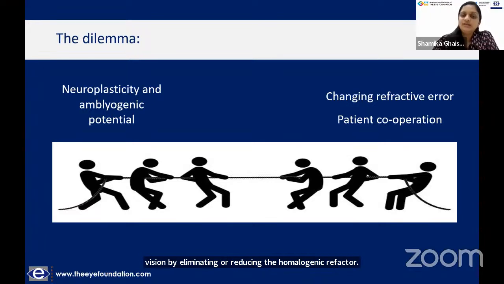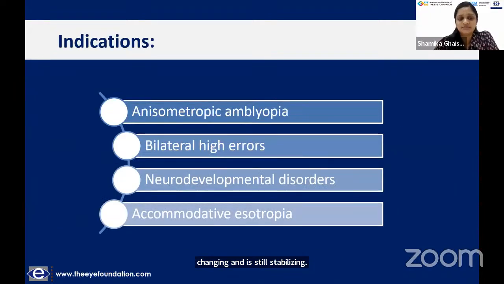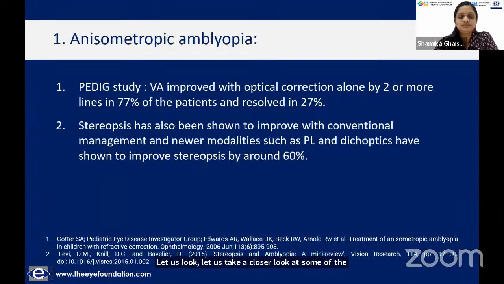With early surgery, while we can harness the benefit of neuroplasticity, on the downside, we are dealing with the refractive error, which is still changing and is still stabilizing, along with poor cooperation by young children. In the previous talk, we've already seen a few specific indications of pediatric refractive surgery. Let us take a closer look at some of the concerns with these indications.